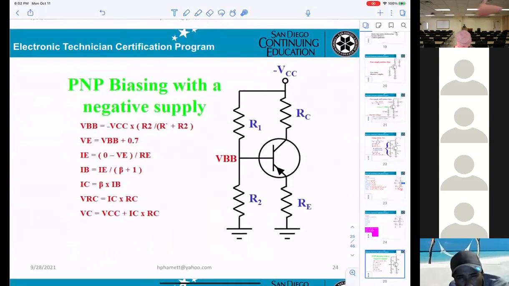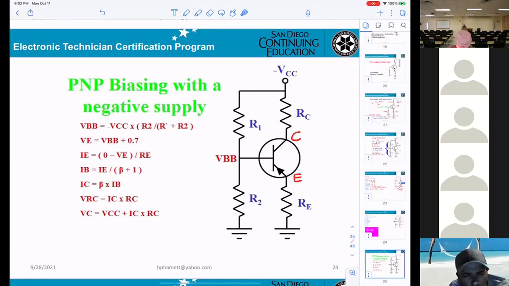Now, another difference for PNP: in this one, they're using a negative voltage. If you're looking at this one here, you need to know that will be the emitter, and that will be the collector. If you want to calculate the voltage here, same thing, voltage divider. I give it to you here. Now, you want to calculate the VE.